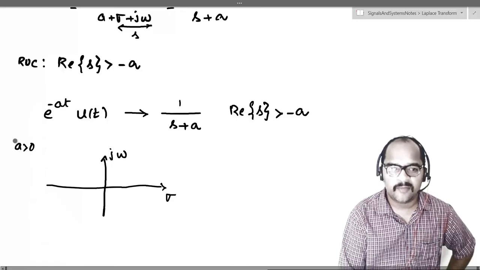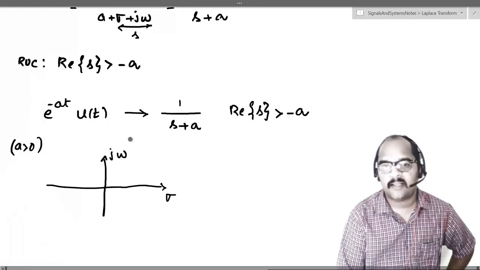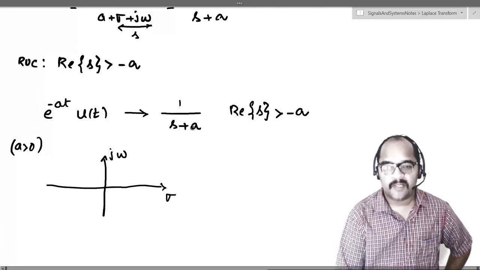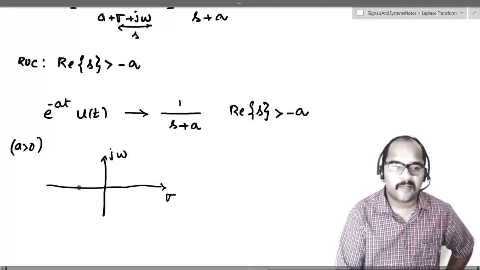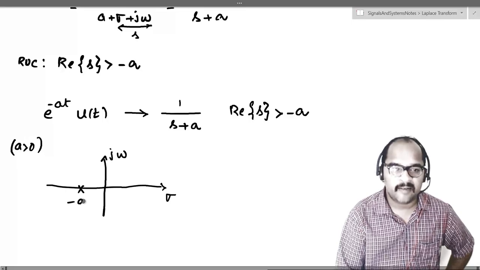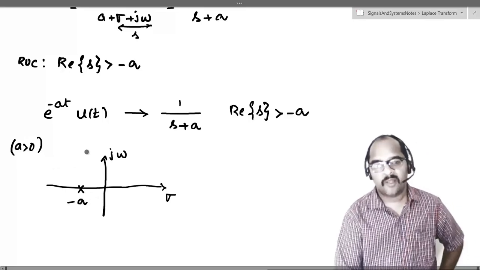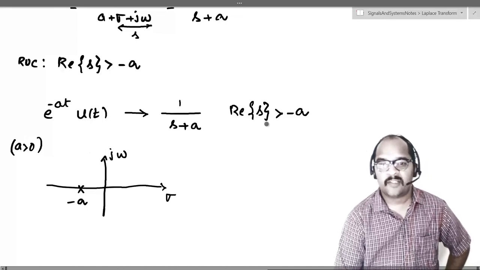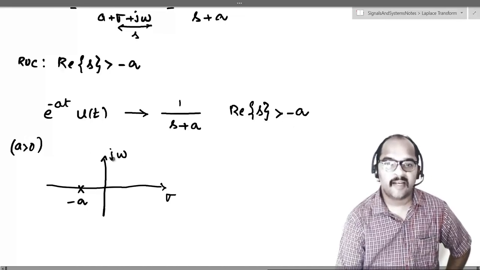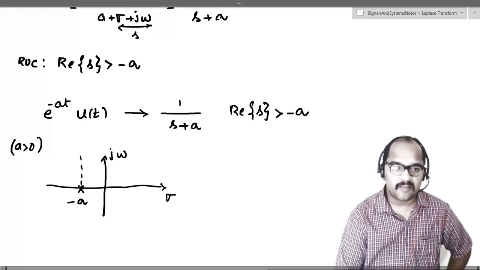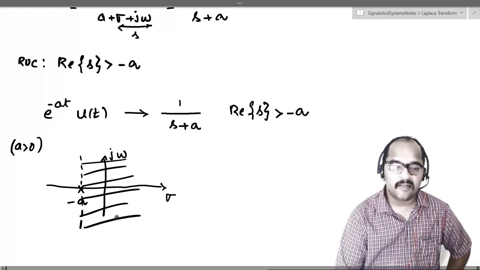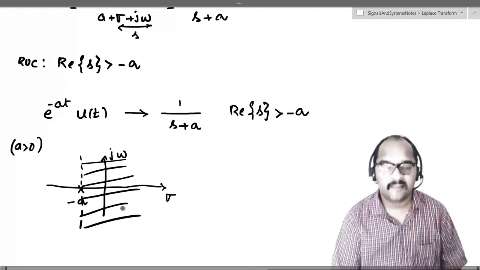Let us assume the first case, a is greater than 0. So when a is greater than 0, what happens? 1 by s plus a will have a pole at minus a. Correct? So this is our minus a. So what is the region of convergence here? Region of convergence is given to be real part of s greater than minus a. So where is that region? Greater than minus a means this region. That is the region where our X of s converges.